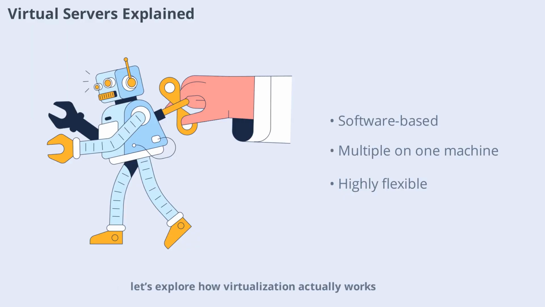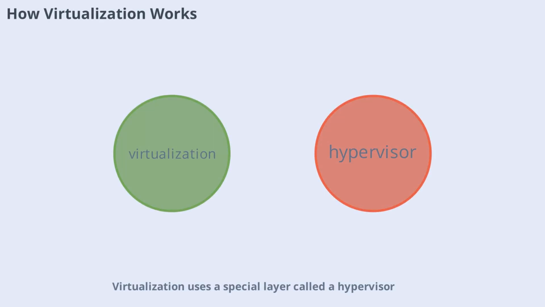Now let's explore how virtualization actually works. Virtualization uses a special layer called a hypervisor, which sits between the physical hardware and the virtual servers. The hypervisor allocates resources like CPU, memory, and storage to each virtual server as needed. This allows for efficient use of hardware, as resources can be shared and adjusted dynamically. Virtualization also enables easy backup, migration, and recovery of servers. With this technology, organizations can maximize their hardware investment and respond quickly to changing demands.